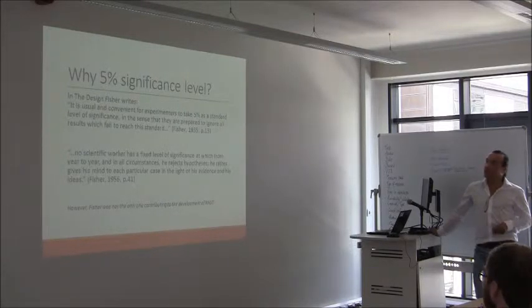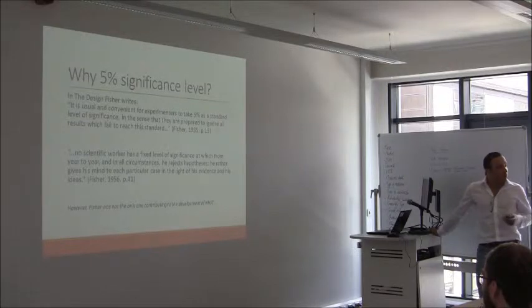But later on, he says, no scientific worker ever has a fixed level of significance at which, from year to year and in all circumstances, he rejects hypotheses. He rather gives his mind to each particular case in the light of his evidence and his ideas. So there you see that he is actually quite inconsistent himself, and later on he becomes much more flexible when it comes to the definition of the significance level. And that's quite interesting from my point of view.